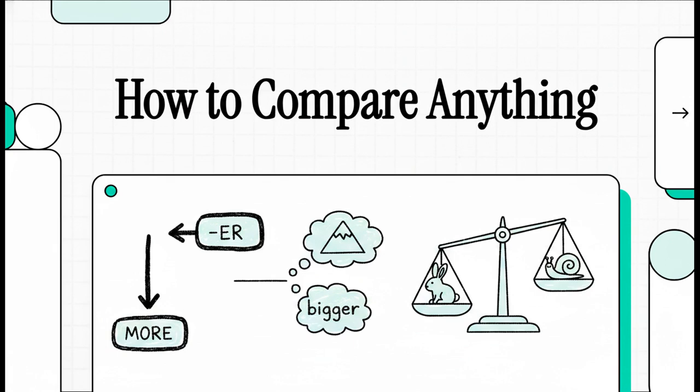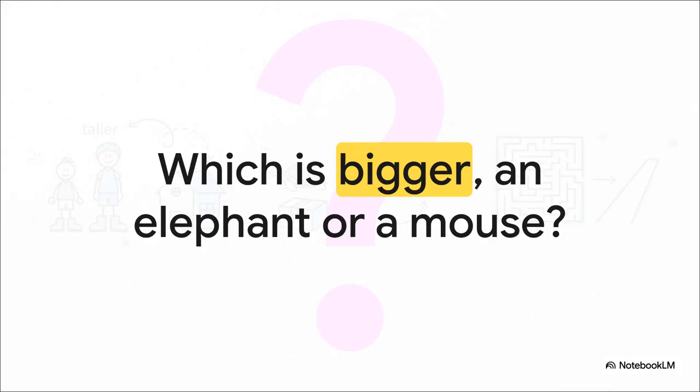Let's do this. Okay, let's kick things off with a super simple question. Which is bigger, an elephant or a mouse? I know, it's easy, right? But the real magic is in how we say it. We say, the elephant is bigger than the mouse. See that little ER on the end of big? That's our main magic tool for today.